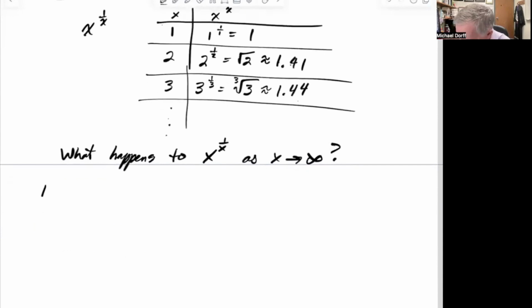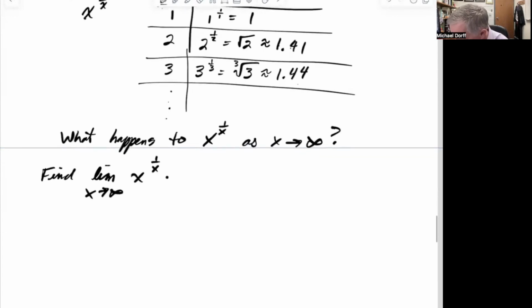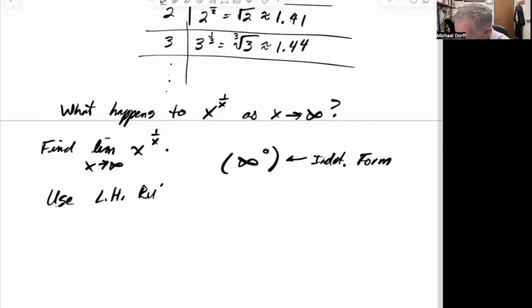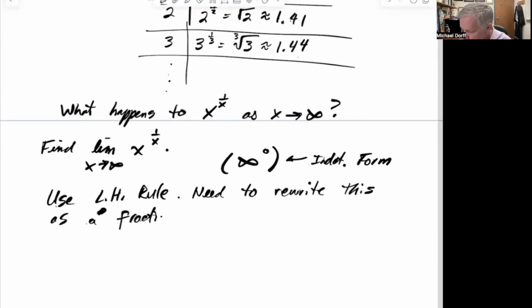So again, in this problem, we're trying to find the limit as x goes to infinity of x to the 1 over x power. And we saw that this was of the form infinity to the 0 power, which is an indeterminate form. So we're going to use L'Hopital's rule. But we don't have a 0 over 0 or infinity over infinity. So we need to rewrite this as a fraction, or more precisely, as a rational expression, a ratio of something over something. All right.